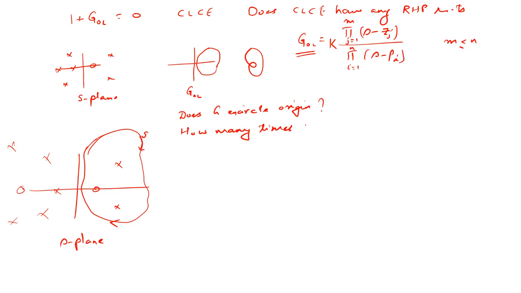That's the question that we are asking. And to answer this question, let's consider a critical point that is outside the contour, a pole or a zero, and let's consider a critical point that is inside the contour. If you look at a critical point that is outside the contour, and I'll take this one because maybe the drawing here will be simpler, then for this point, S minus this particular pole is this vector.